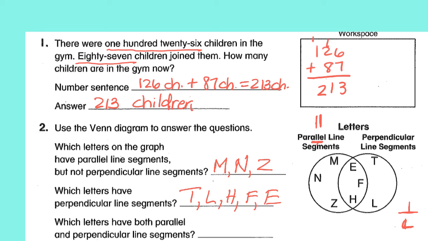Which letters have both parallel and perpendicular line segments? H does. F and E.